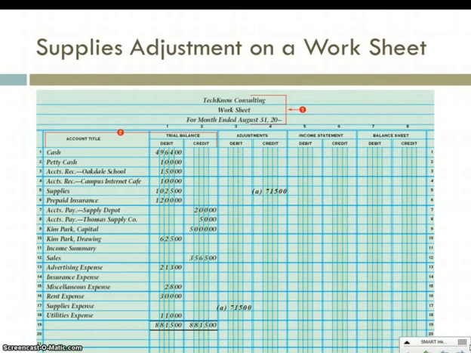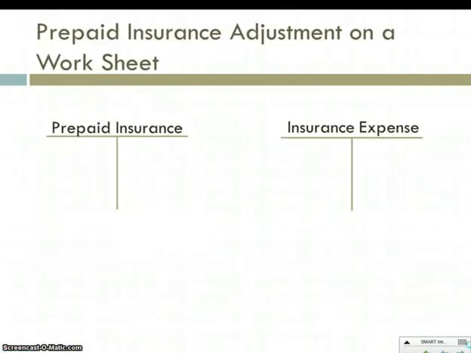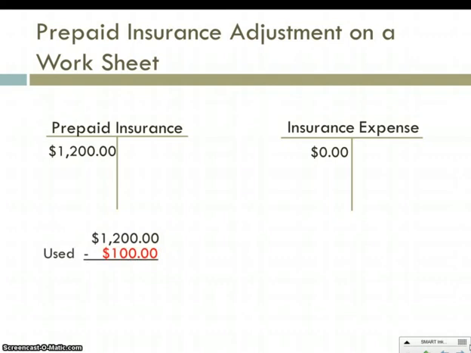I'll now do the same thing for prepaid insurance. At the beginning of the year, we purchased $1,200 of insurance. Now, if that's good for the year, that means that we use up $100 a month. If I took $1,200 and divided it by 12 months, I would get $100 a month. So again, I'm going to ask my four questions. What is the balance of the prepaid insurance? What I have on hand is actually $1,100, since I used up $100. That's what the balance should be.